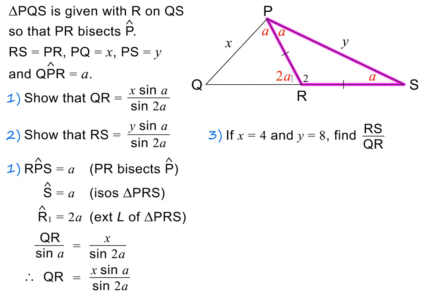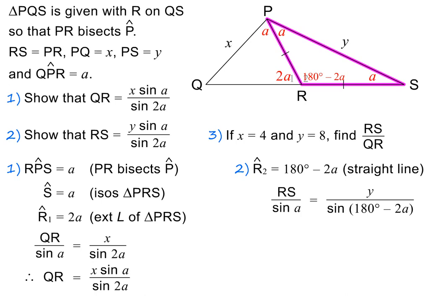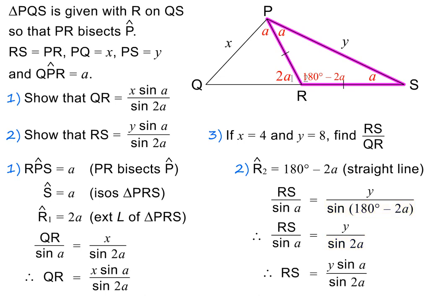To answer part 2, we need to use triangle PRS. We can state that angle R2 is equal to 180 degrees minus 2A, because angles R1 and R2 are angles on a straight line. We can again apply the sine rule. And using the reduction formulae, we can rewrite sine 180 degrees minus 2A as sine 2A. This means that RS is equal to y times sine A over sine 2A, which is what we were asked to show. Please pause to check my working.